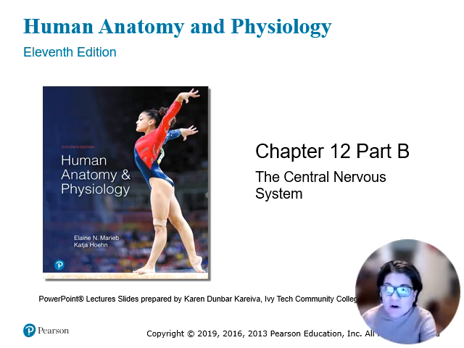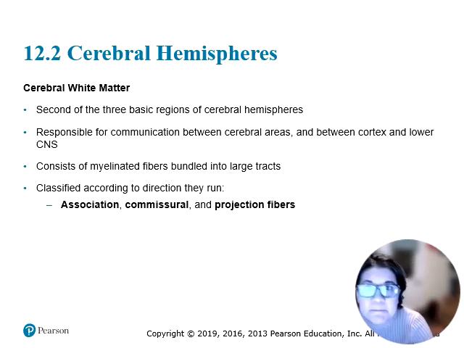Okay, here's the second part of chapter 12. So cerebral hemispheres, we'll look at the white matter next because we just focused on the gray matter in the last one. So remember, it's white because they're myelinated and those are fatty. And there's different directions that they run: association, commissural, and projection fibers.